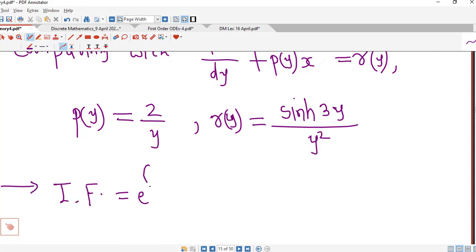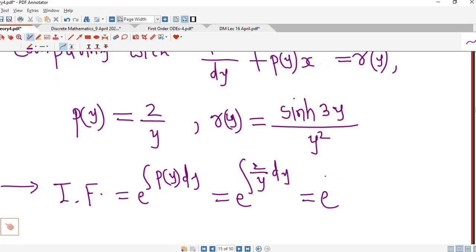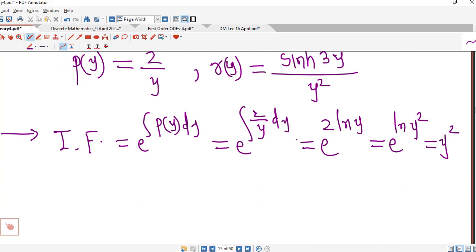The integrating factor is given by e to the power integral of P(y) with respect to y. P(y) is 2 over y dy, e raised to 2, which is a constant, times the integral of 1 by y, which is ln y. This we can rewrite as ln y square and this becomes y square. Therefore the integrating factor is y square. And now we find the general solution.